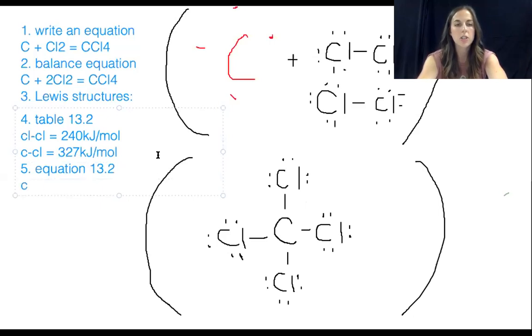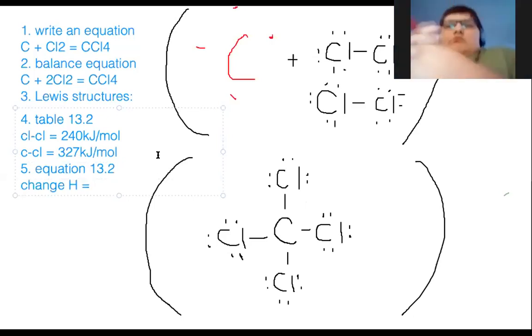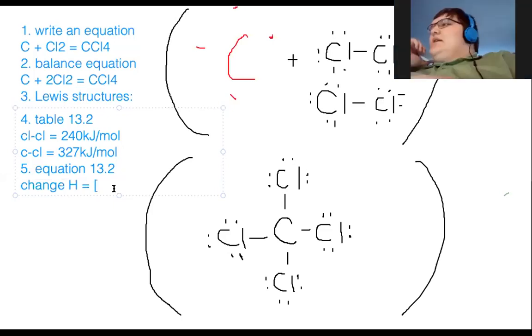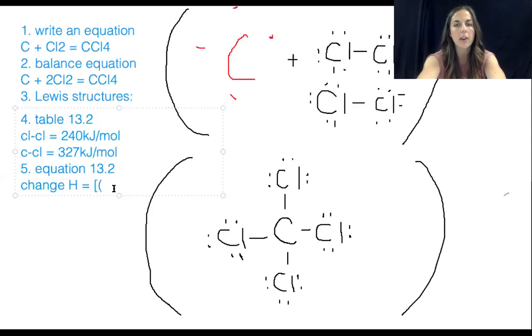So I'm going to have change in enthalpy equal to, and now I'm going to do all of my reactant bonds added together minus all of my product bonds added together. So I have 2 chlorine to chlorine single bonds, and we just found those are 240. So 2 moles times 240 kilojoules per mole.